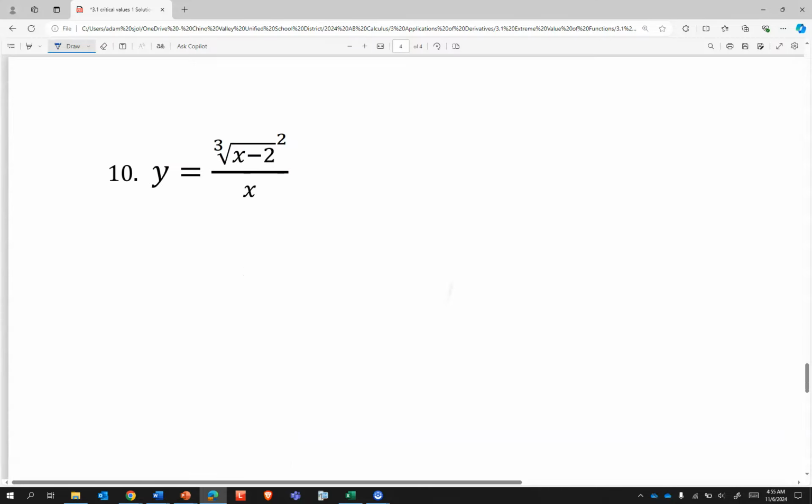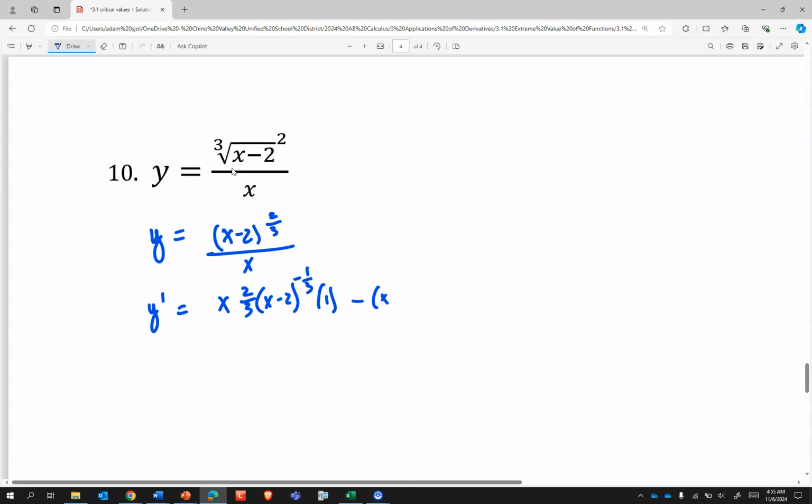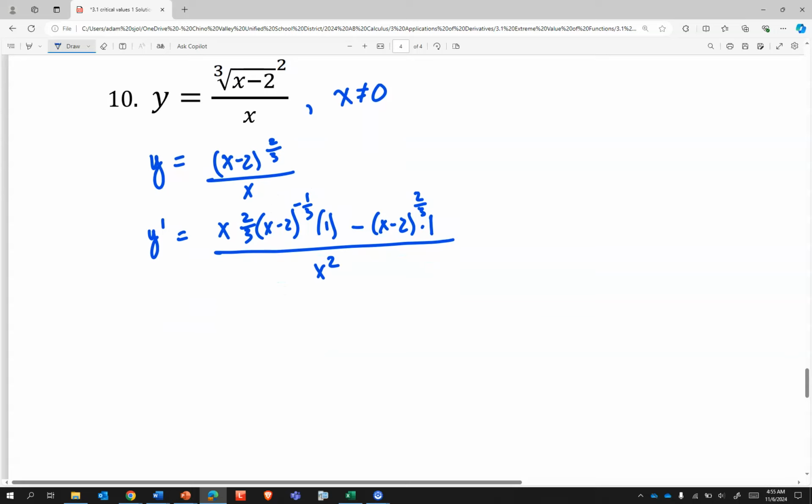Nope, one more. Oh, good gracious, that's ugly. Let's rewrite. Instead of the cube root of (x minus 2) squared, let's do (x minus 2) to the 2/3 power over x, and we'll have to use the quotient rule. (x minus 2) to the negative 1/3, chain rule, times 1. (x minus 2) to the 2/3 times the derivative of the denominator, 1 over x squared. And again, x can't be 0 from the beginning, so we're going to get what appears to be a critical value there, but not really.